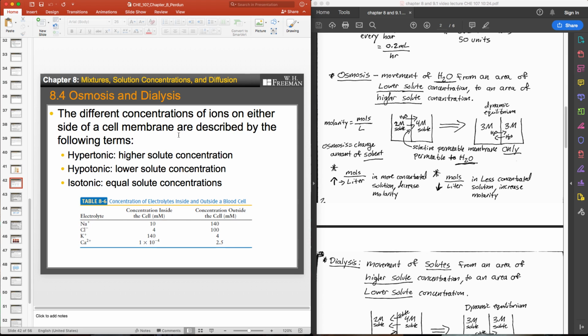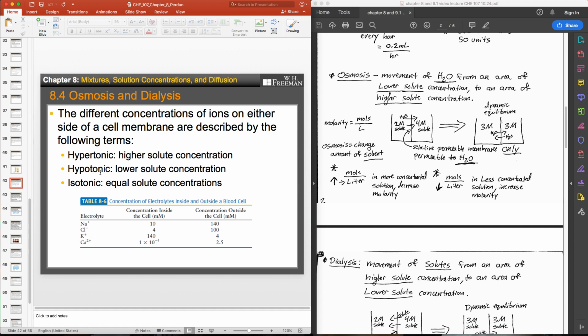And so when it comes to osmosis and dialysis, and osmosis really specifically, the different concentrations of ions on either side of the membrane are described by these specific terms. And so these three terms are really just things that you'll need to memorize. It was always very difficult for me because you're comparing what's inside the cell versus what's outside the cell. So really when we're looking at hypertonic, hypotonic, isotonic, we're comparing one thing to another, okay? And so it could be backwards, depending upon if we're comparing the inside of the cell to the outside of the cell, or the outside of the cell to the inside of the cell.